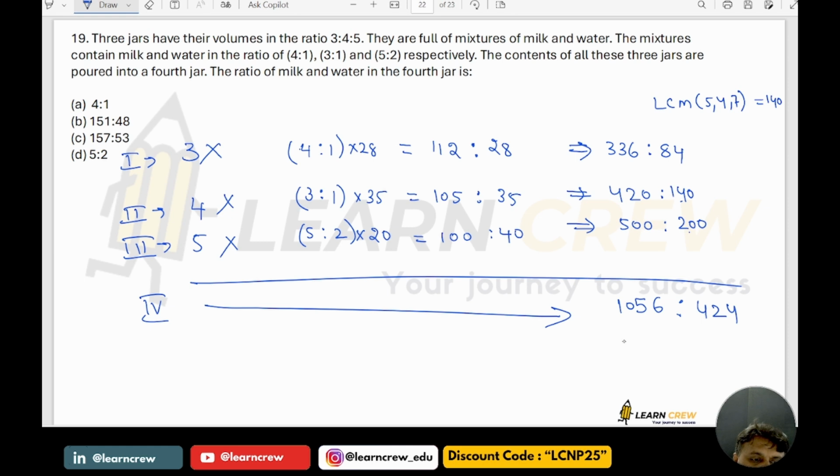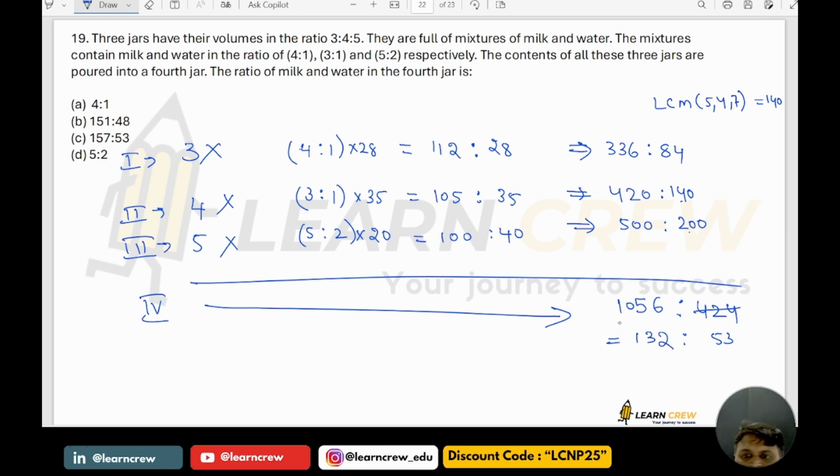So what is the ratio I am going to get here? Please observe here. I can first divide with 4. Is it divisible by 8? Yes, I believe so. 8 times 53 is 424. 8 times 132 is 1056. 8 13s are 104.